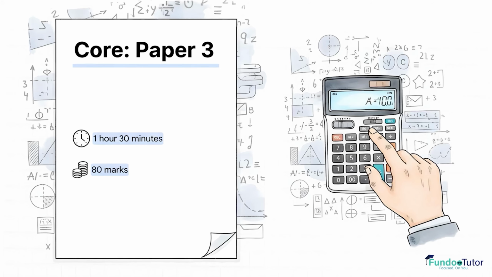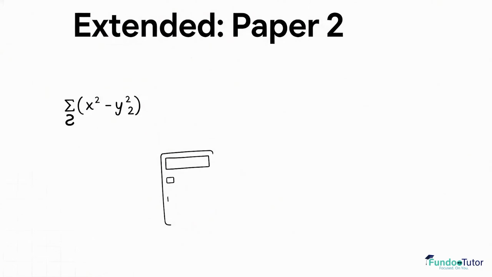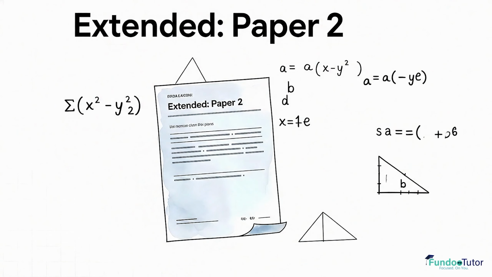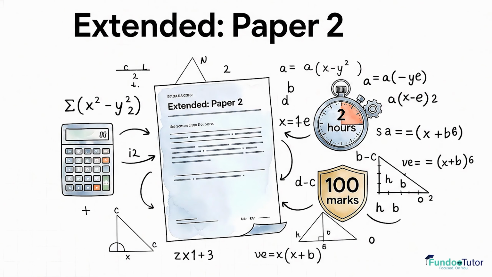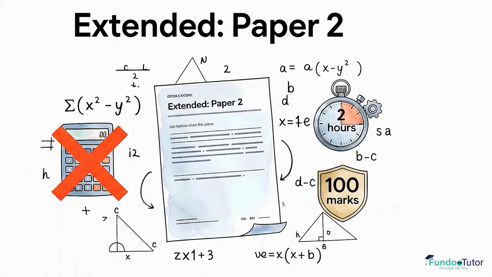Okay, let's switch gears and talk to the extended students. Your first challenge is paper 2, and you're going to notice an immediate step up here. It's longer, a full 2 hours, and it's worth more, 100 marks. But just like paper 1 for the core students, this is your non-calculator paper. It's really designed to test how deep your understanding of mathematical techniques goes when you can't rely on any help.